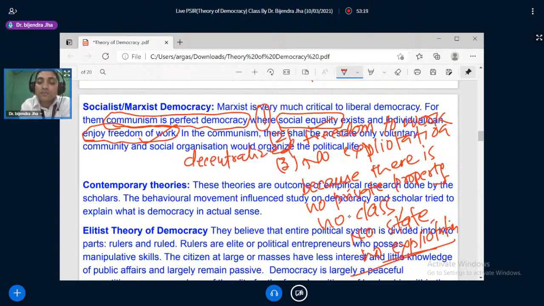That is also one of the features of the socialist democracy, right? It will not be centralized. Fine. So that is the Marxist theory of democracy.